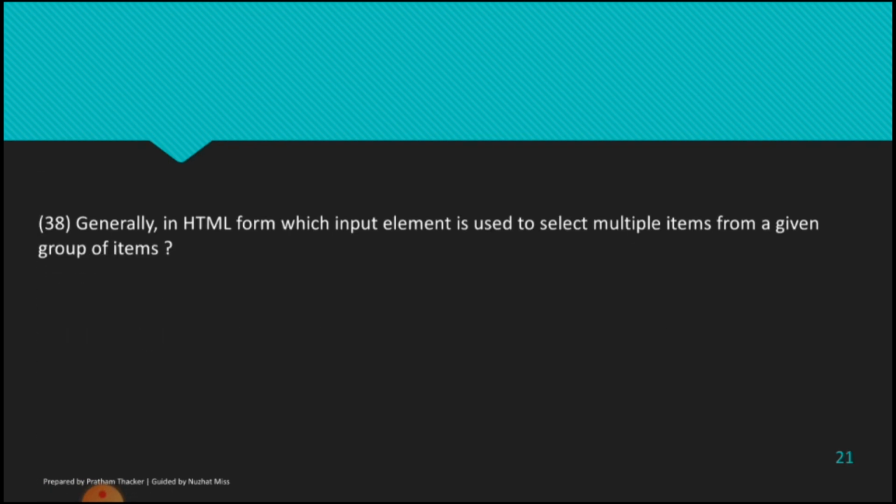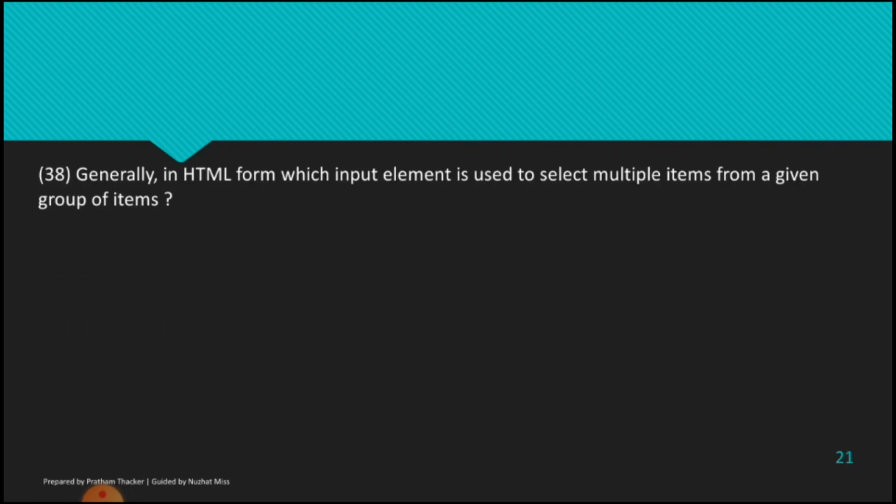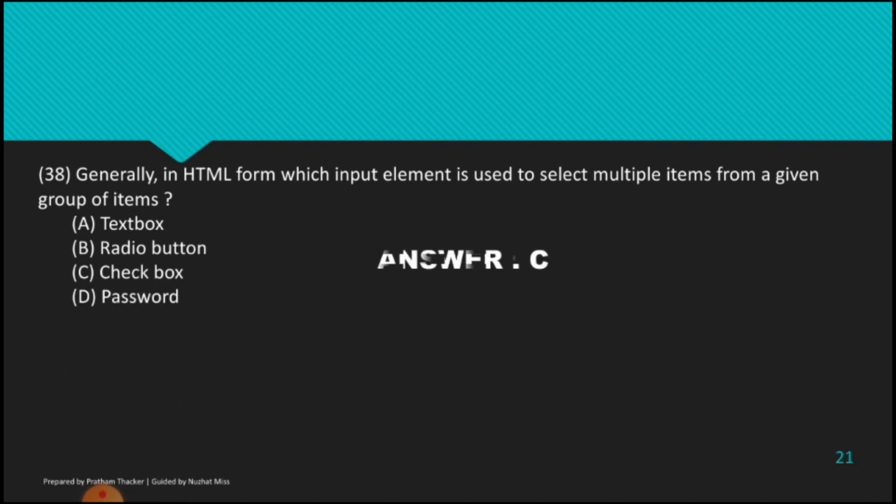Question number 38. Generally, in HTML form, which input element is used to select multiple items from a given group of items? Option A, text box. Option B, radio button. Option C, checkbox. Or option D, password? Answer is option C, checkbox.